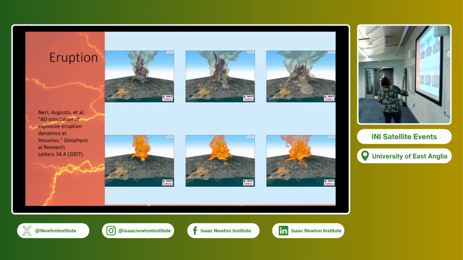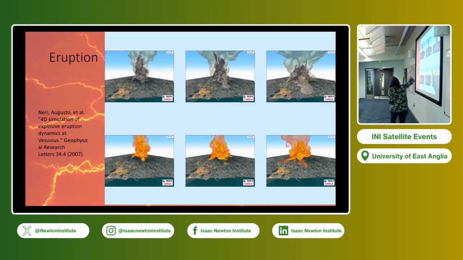So this is an example at Vesuvius, where it's not very good resolution on here, I'm afraid, sorry about that, but this is a big explosion. You've got the ash, you've got different species of gas in there. One of the big ones is water.